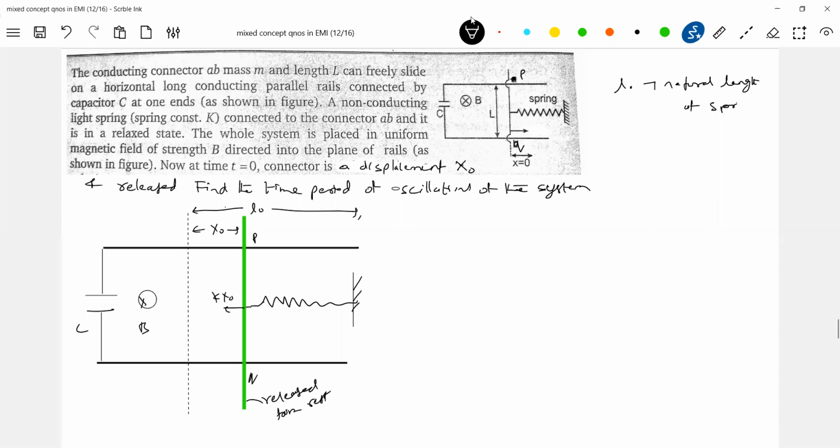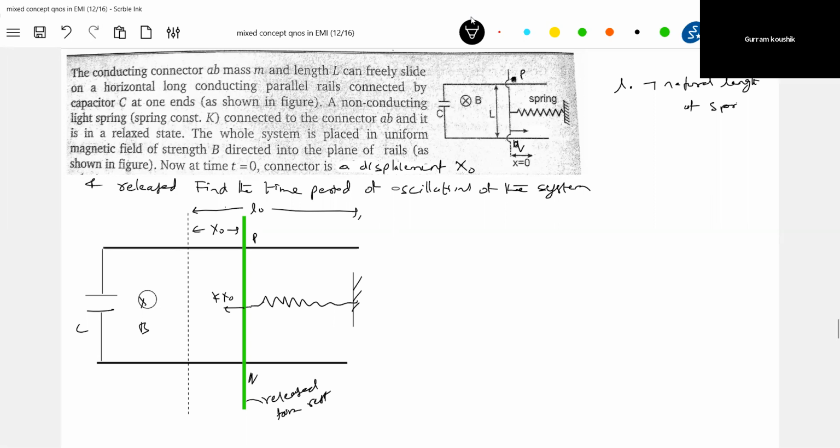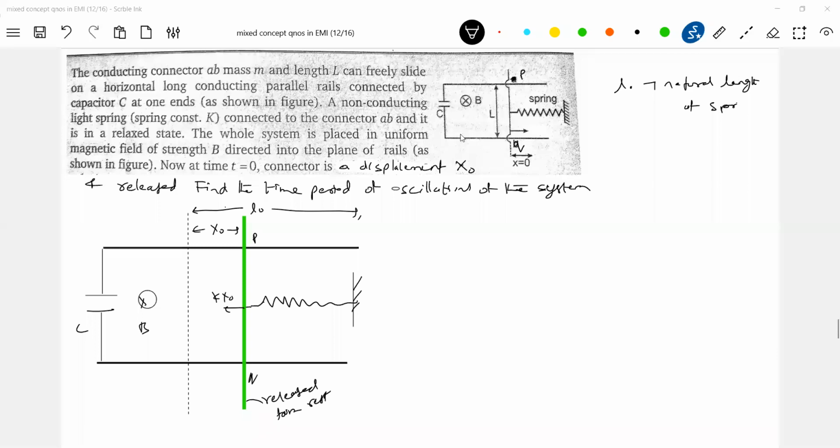Kx naught will act, and as it starts accelerating, the moving rod will behave like a cell. Then EMF will be induced, the charge will get deposited in the capacitor, and then the rod will accelerate. Then we have to check it: what is the time period of oscillation?